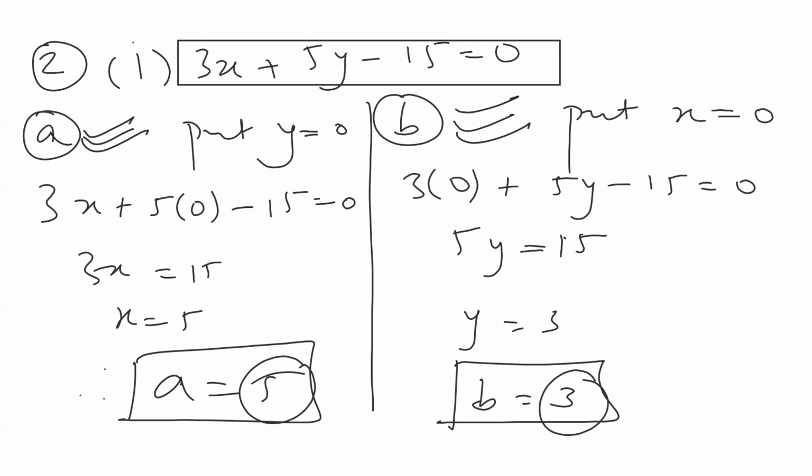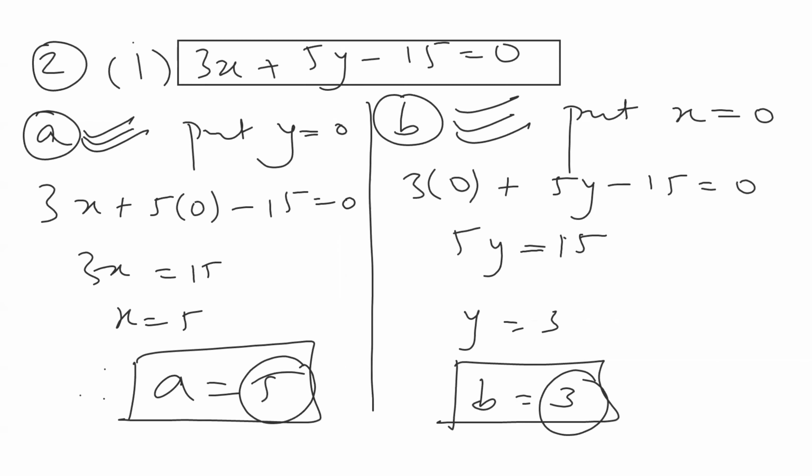So x intercept is 5, y intercept is 3. Now if we have to sketch this, the line will be in this format. You can use a proper scale for this: 1 centimeter is equal to 1 unit. X intercept is 5. So 1 2 3 4 5. So this is 5, which is 5 comma 0, because this distance is 5.